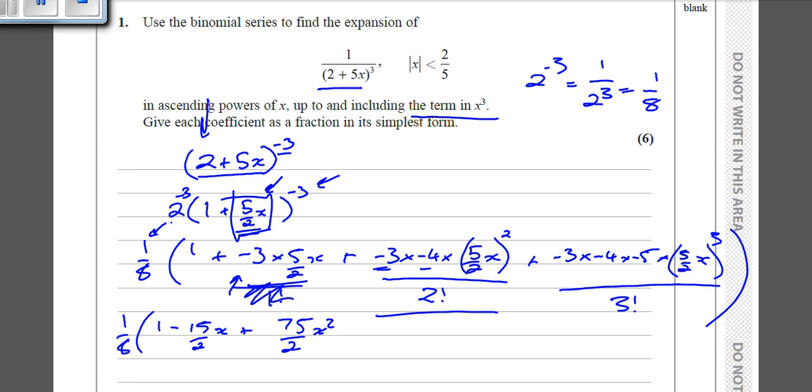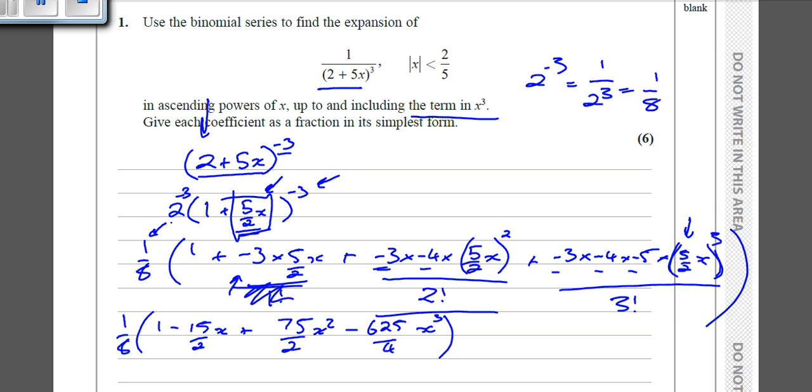Then you do the same for the next one. Now the next one is a minus times a minus times a minus, so therefore there's 3 minuses in there, so it's going to be a minus. And then you do 3 times 4 times 5 times 5 over 2 cubed. Make sure you put this one in brackets, 5 over 2 cubed, and then divided by 3 factorial. And if we do that, that gives us 625 over 4x cubed.